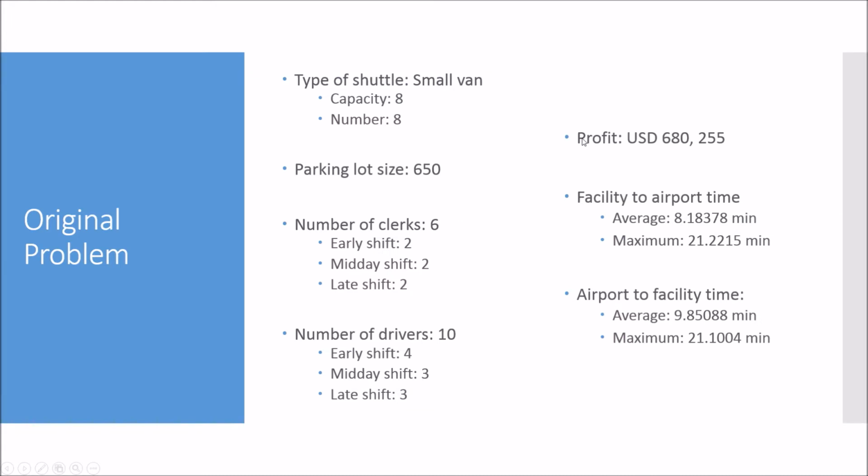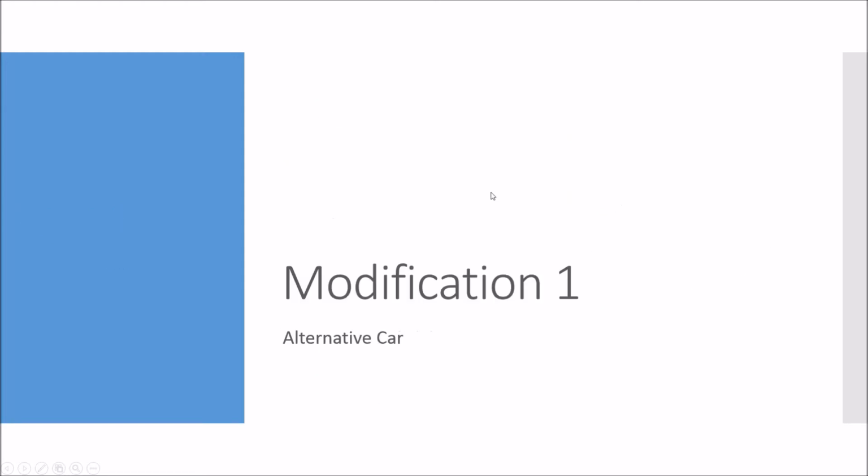As I was saying, on this last option we found that the parking lot size that we recommend is 650, and with this parking lot we have a profit of about 680,000. The number of clerks needed is about 6, 2 per shift, and the number of drivers needed is 10. We also went for the small van that has a capacity of 8, and we need 8 of these in order to get these times that I already explained, which are pretty good.